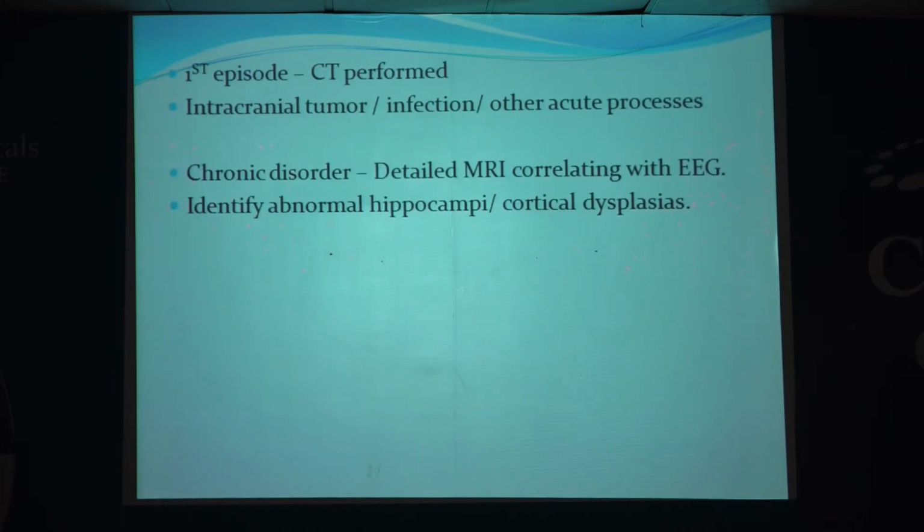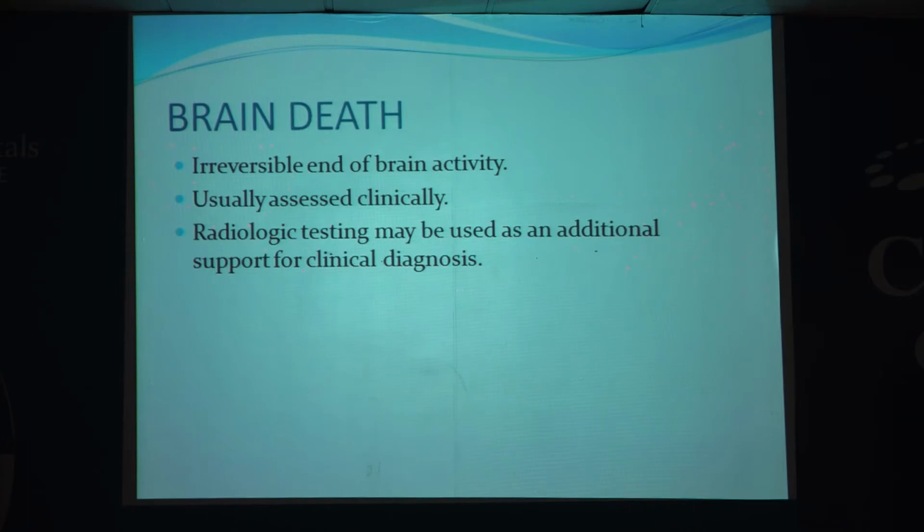Now, coming to seizures, similarly, if it's a first episode of seizure, CT is performed immediately to rule out any acute process, an intracranial tumor, infection, etc. If it's a chronic disorder, the patient can be ordered both MR and an EEG, and both should be correlated, and some common causes should be identified, like for example hippocampal anomalies or cortical dysplasia, gray matter heterotopias, etc.